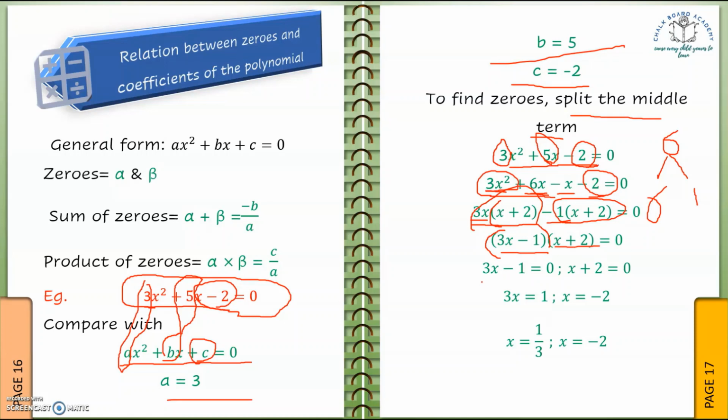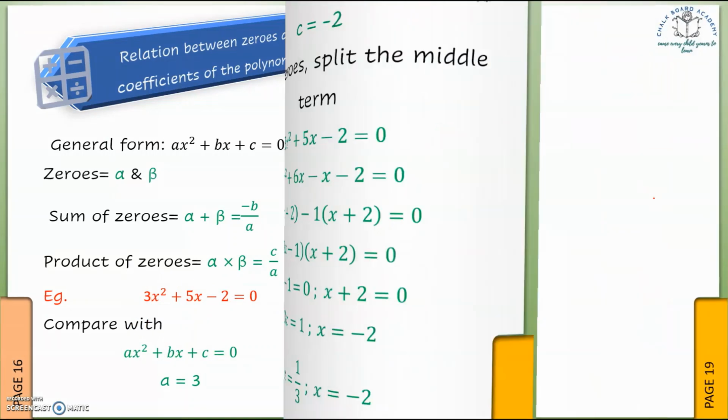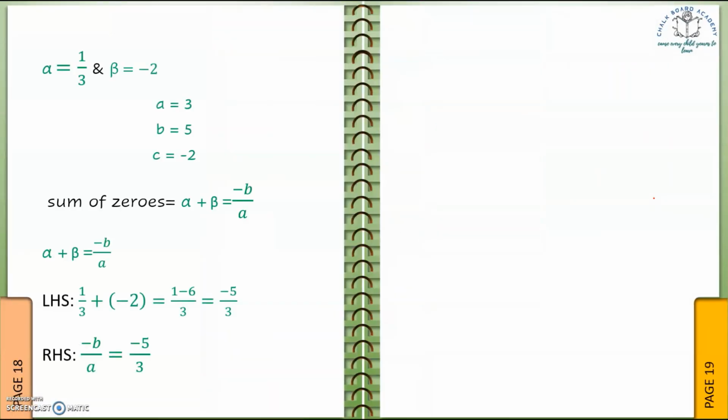So we can simply say that 3x minus 1 is equal to 0, or x plus 2 is equal to 0. By which we have calculated x is equal to 1 by 3 and x is equal to -2. So now we have two zeros, that is alpha is equal to 1 by 3 and beta is equal to -2. And we have already calculated a, b and c earlier.